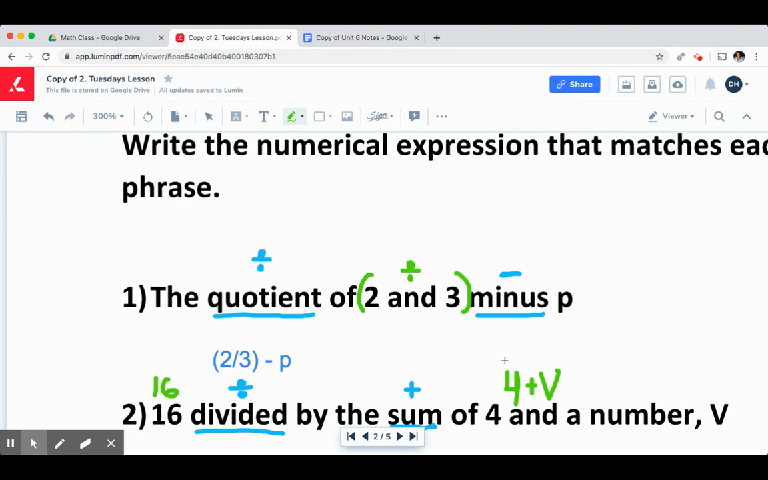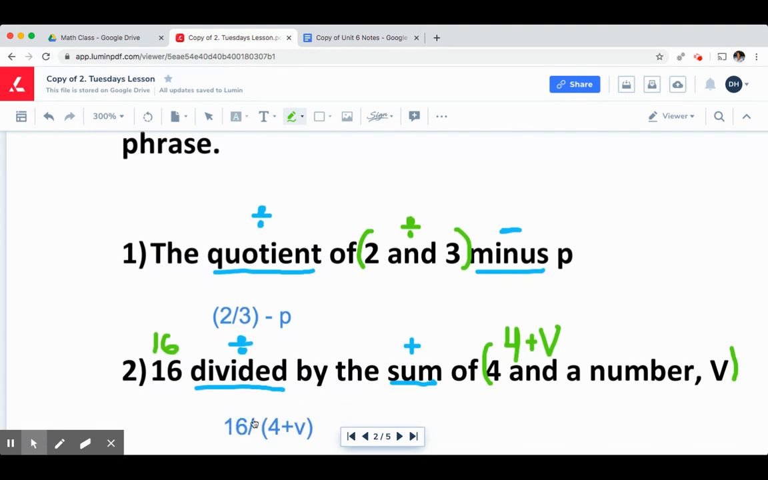Right. First, you need to find the sum of 4 and a number v, so that you can then divide 16 by that sum. Because if you don't find the sum of 4 and v, you won't be able to divide 16 by a divisor. So we need to show priority over adding 4 and v. And the way that we do that is by using parentheses. Your expression should look like this. 16 divided by the sum of 4 plus v, and 4 plus v needs to be in parentheses.